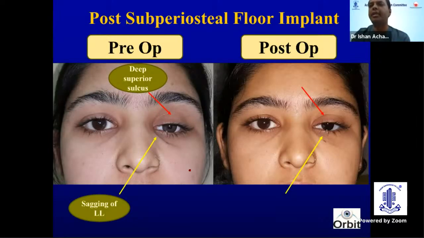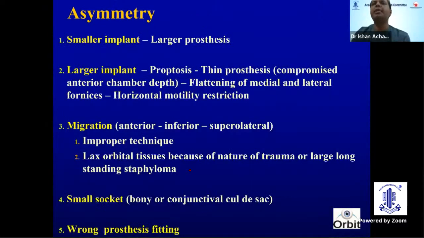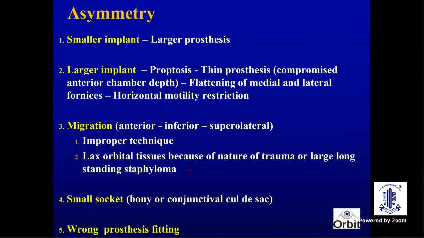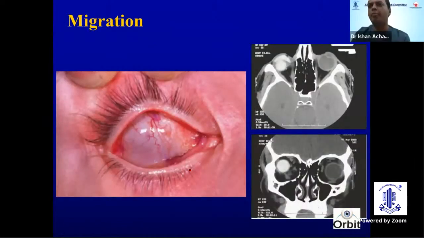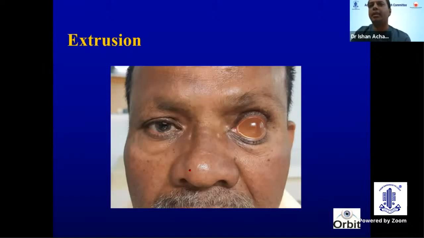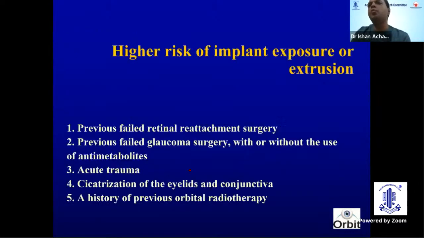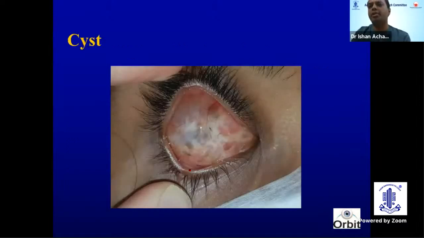This patient has lost volume; a subperiosteal implant has been put. Again, congenital enophthalmos. Symmetry is not there because of congenital microphthalmos. So asymmetry can be because of a smaller or larger implant, migration, small socket, or wrong prosthesis fitting. Migration is also common in non-integrated implants. Exposure is like this, and the patient may come in hand with the implant. With integrated implants, exposure is very high, they are expensive, and there is cyst formation also.